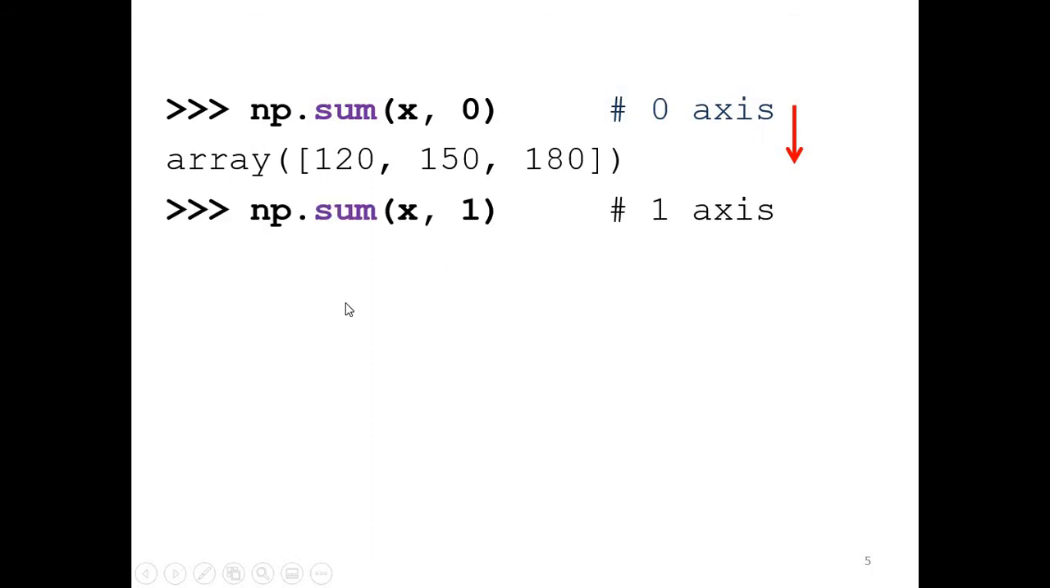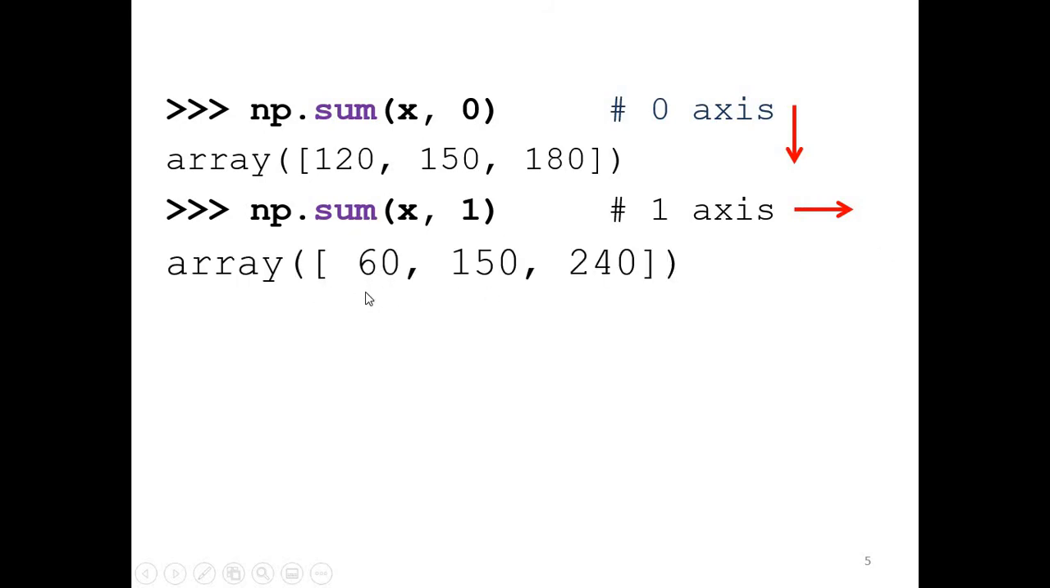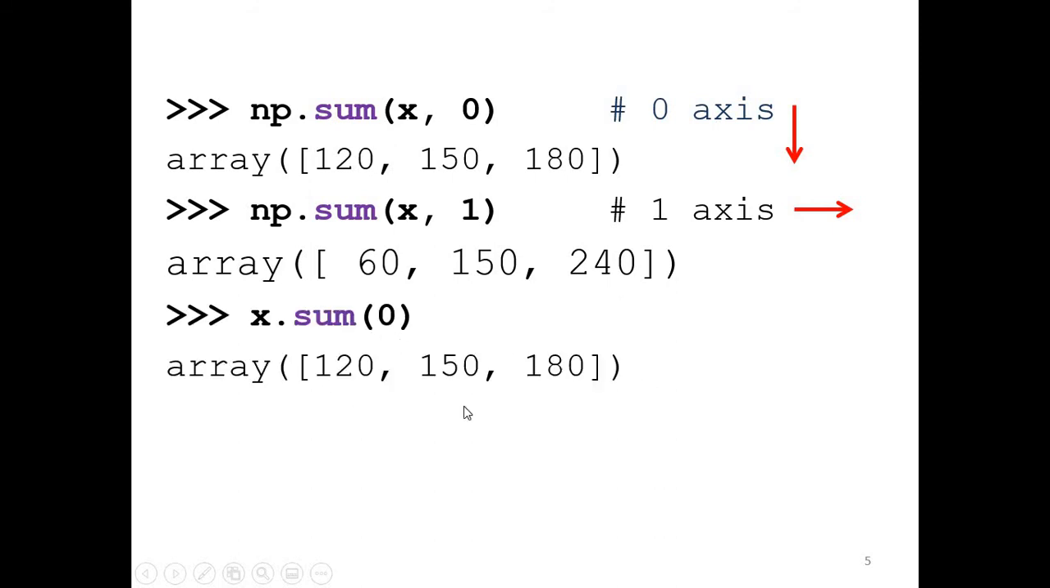Now if you sum along axis 1, it is along the horizontal, so you go by one row. So the sums will be the sum of the first row, the sum of the second row, the sum of the third row. So this is axis 1. Now if you say x.sum(0), it will give you the same thing. Either you write np.sum(x, 0), or you write x.sum(0).